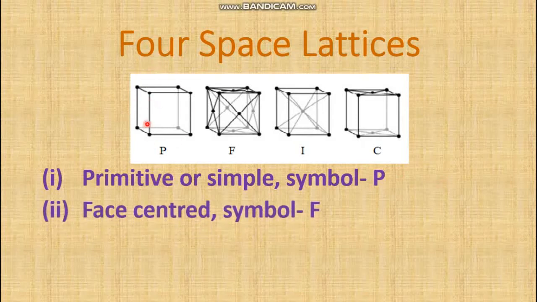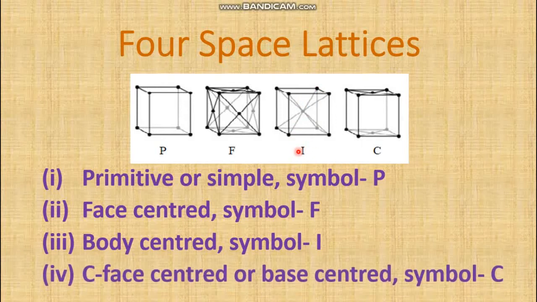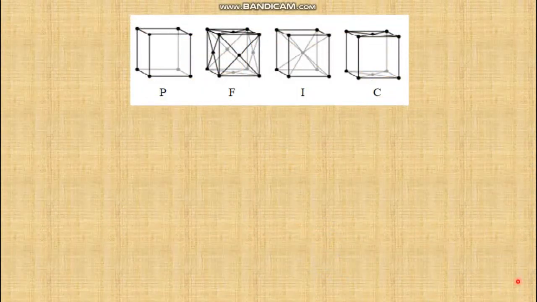There are 4 types of space lattices: primitive or simple, which is symbolized as P. This is the picture of primitive. This is face centered, with the symbol F. This is the picture of body centered, which is symbolized as I. And finally, C-face centered or base centered. This is the picture of C-face centered or base centered, and it is symbolized as C.